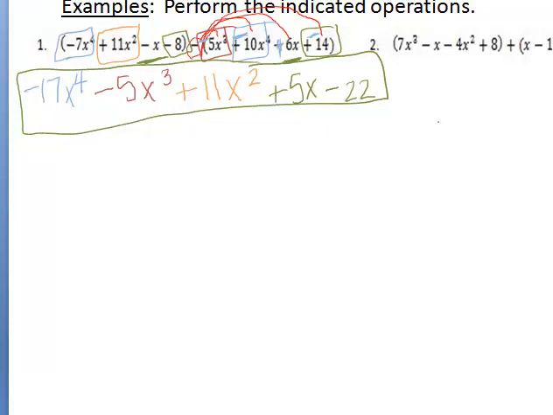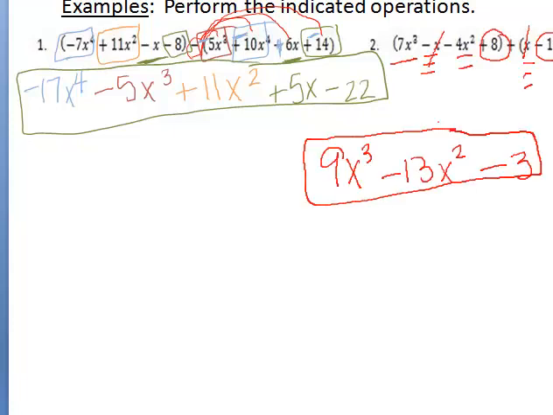Okay, on number 2, go ahead and try that yourself. Remember, just combine like terms and press play when you're ready to check your answer. Okay, here's the answer to number 2. It's boxed in red. If you did not get this answer, please try and go back through your work, check it, and if you still can't figure it out, put a question mark by it so you can remember to ask me tomorrow.